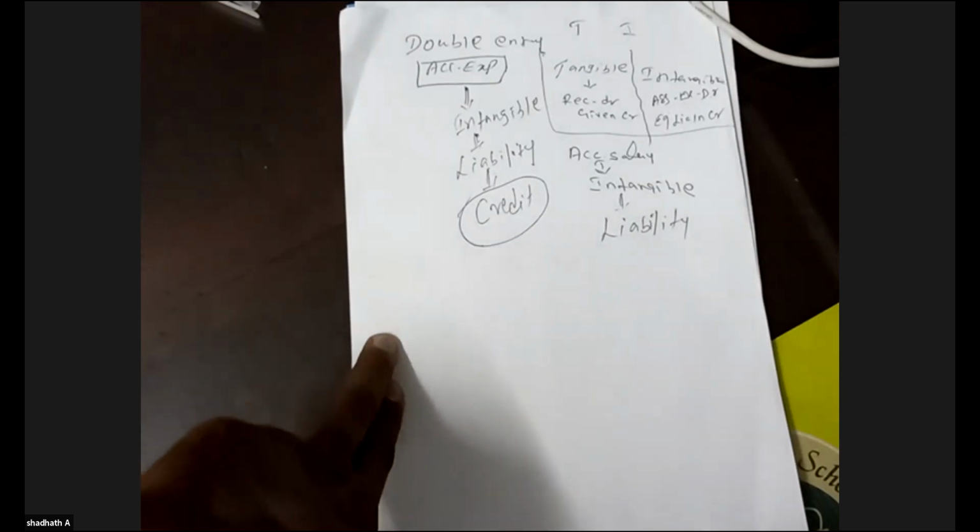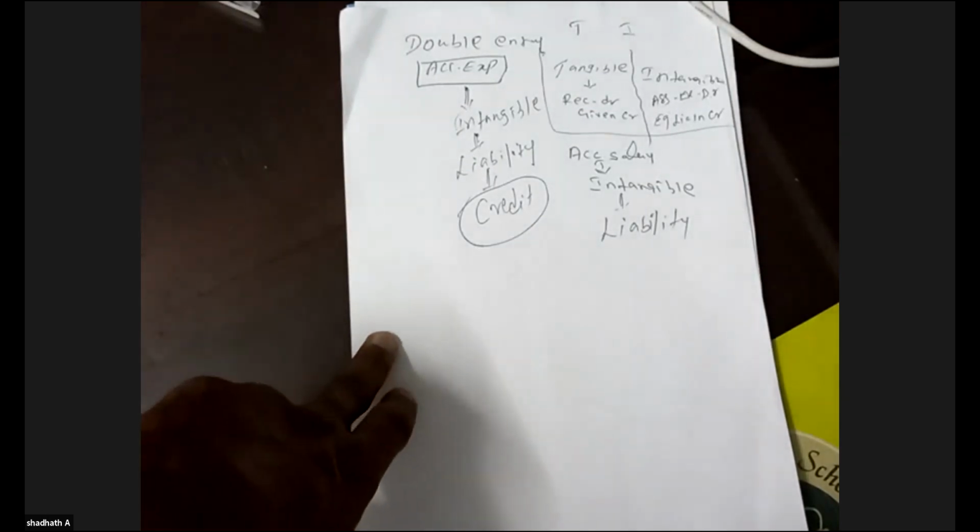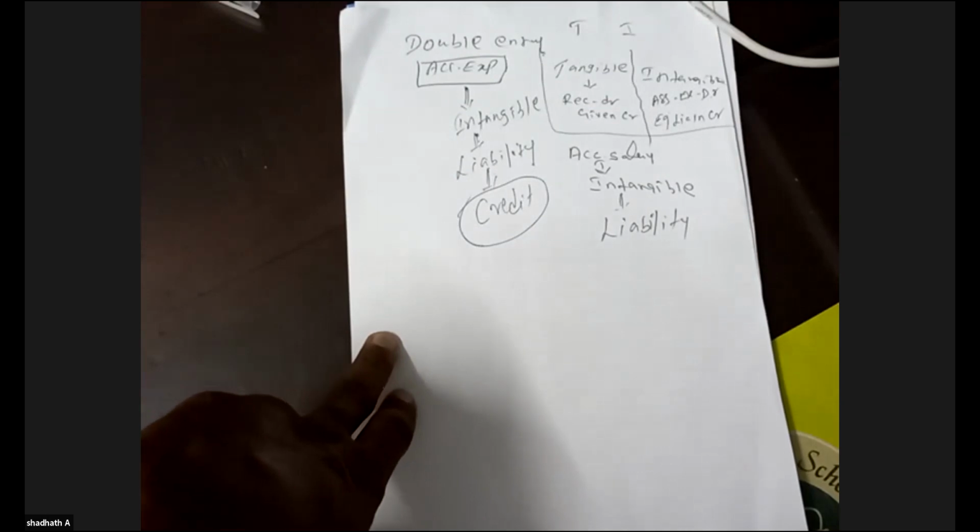So when we write a double entry, first we have to find out one point. That's enough for us.